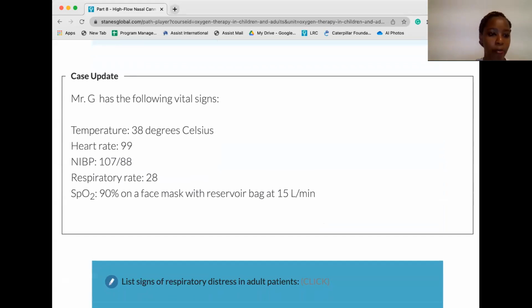So for the case update, Mr. G has the following vital signs. His temperature is 38 degrees Celsius. His heart rate is a bit on the higher side, 99. His BP is 107/88 and a tachypnea of 28. His saturation is 90% with a face mask with a reservoir of 15 liters per minute.